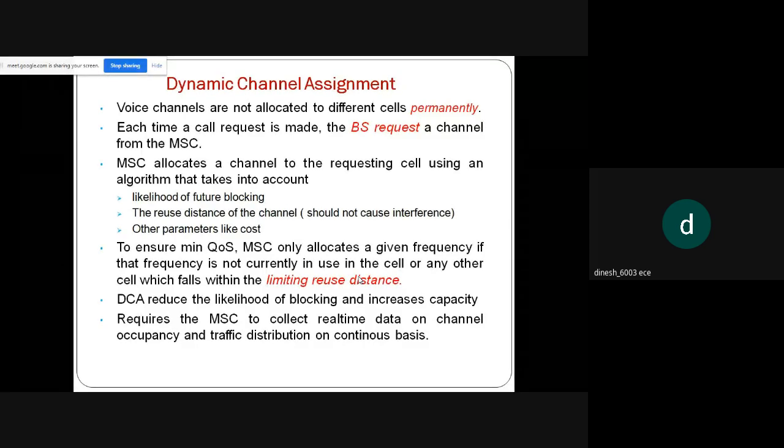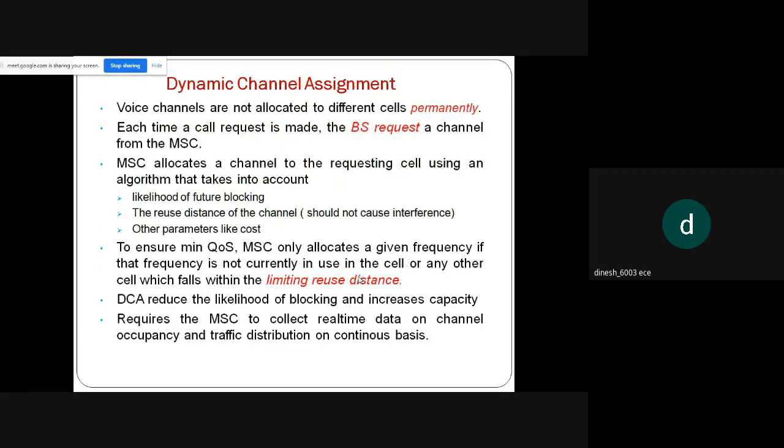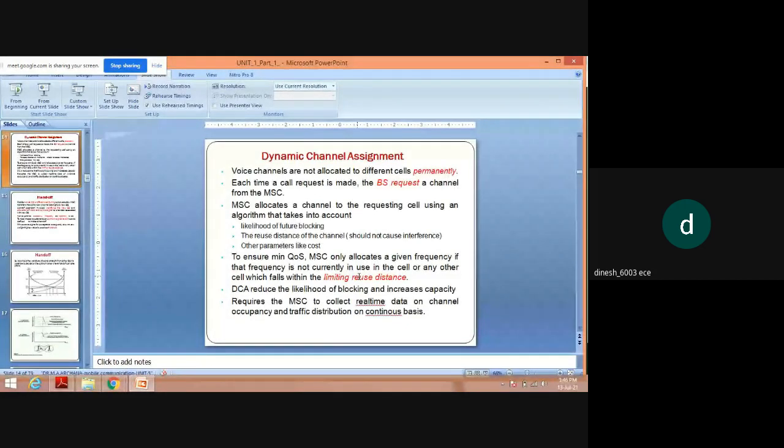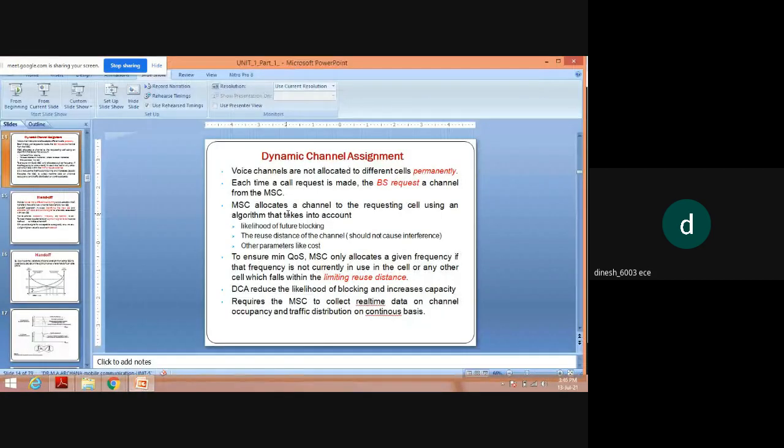So this dynamic channel assignment requires the mobile switching center to collect real-time data on channel occupancy and traffic distribution on a continuous basis. So these are the two different types of strategies being used: fixed channel strategy and dynamic channel strategy. So with this, I stop today's presentation.